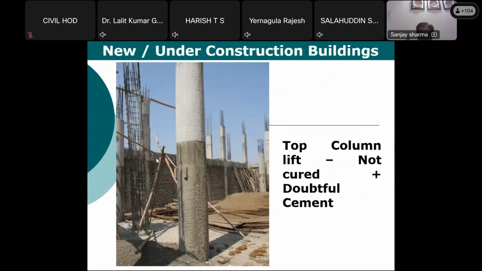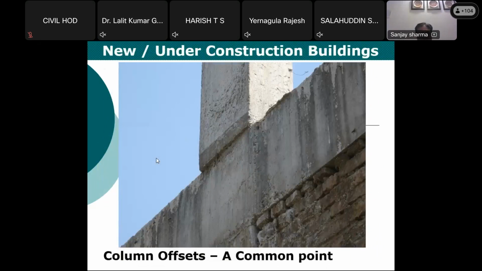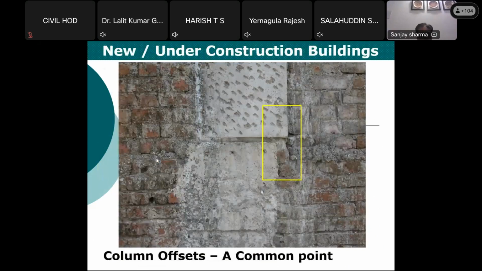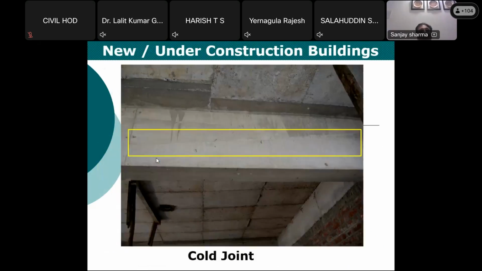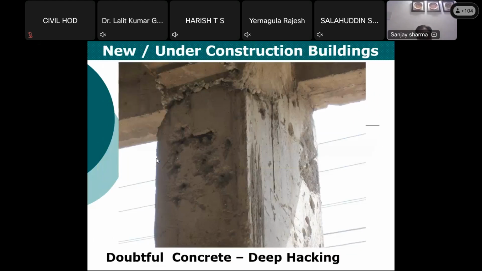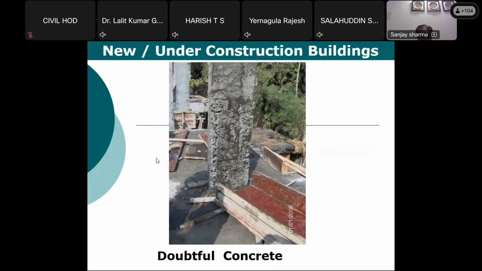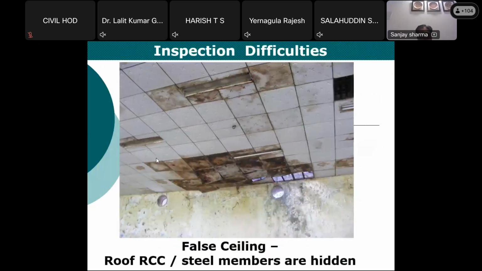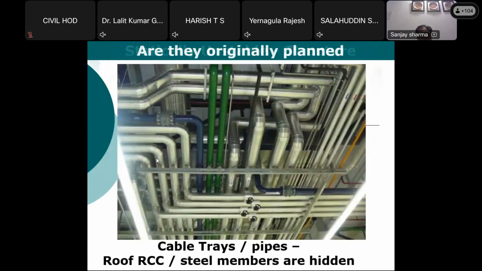Column done in a different concreting, and all that also. The concrete is not proper. This is one column offset. So again it will cause stresses, or maybe we will put in eccentricity, and then how it is affecting the structure is again important. This is again the same thing. And this is the cold joint at the construction. So all those things are there which are to be monitored. Doubtful concrete, ceilings are like that.